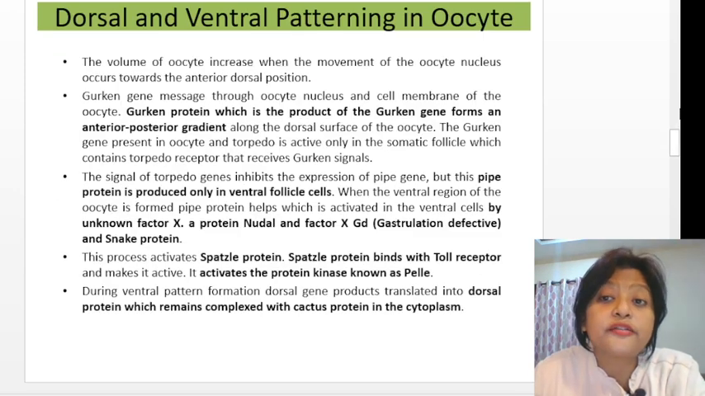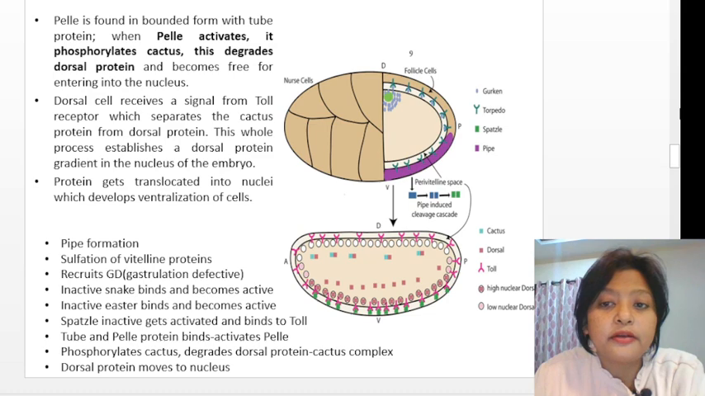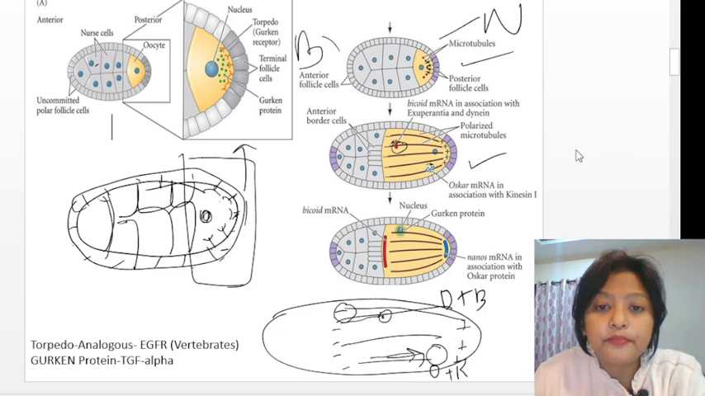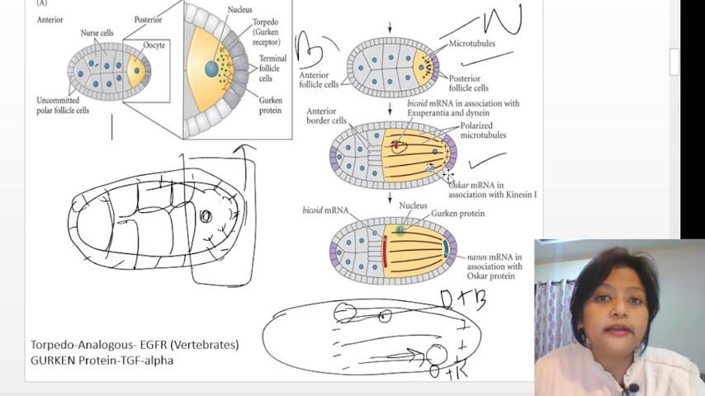Now moving on to the dorsal and ventral patterning in the oocyte. Now what is happening in this part? Let's see. Here I have told you about the gurken protein, I have mentioned to you, right?